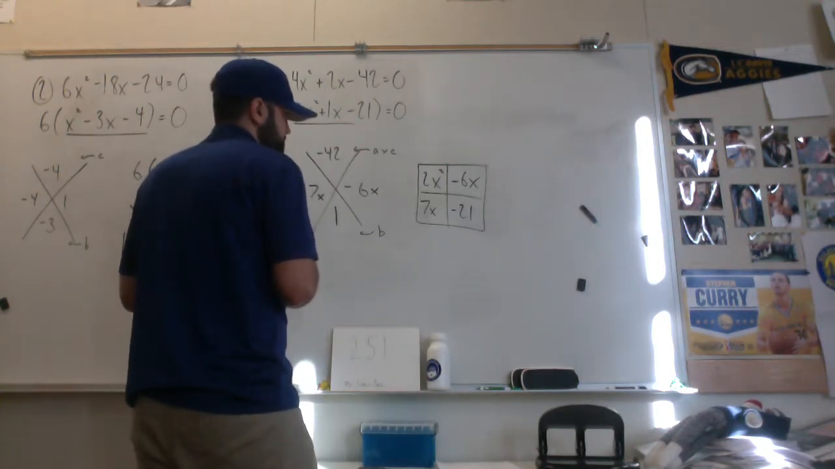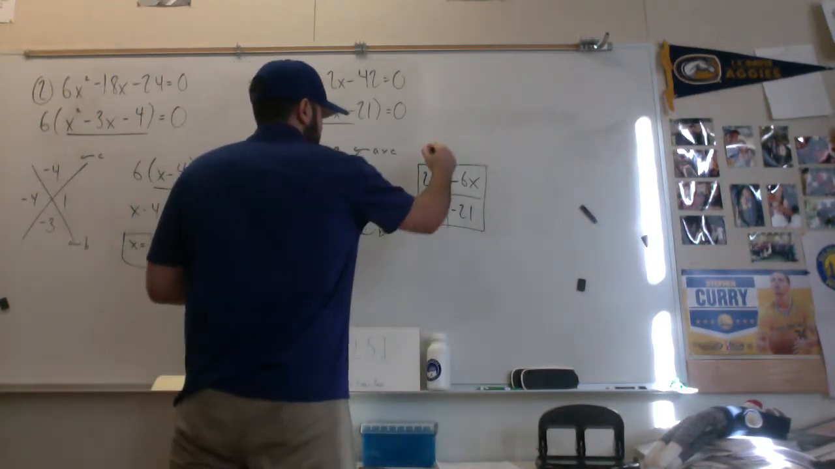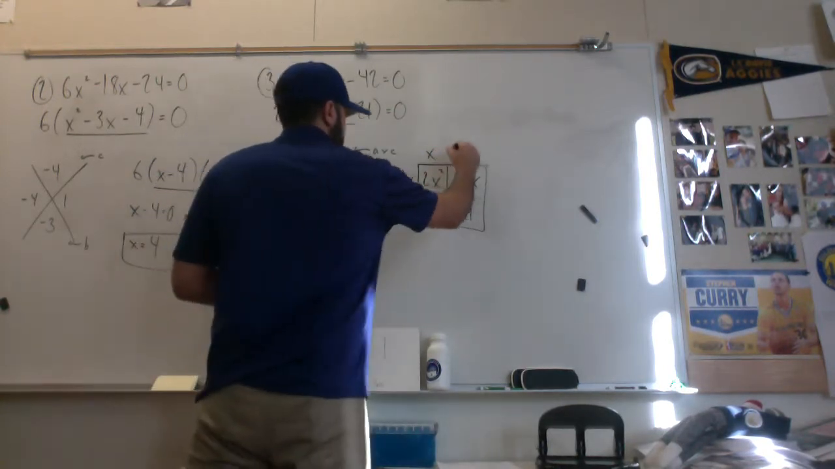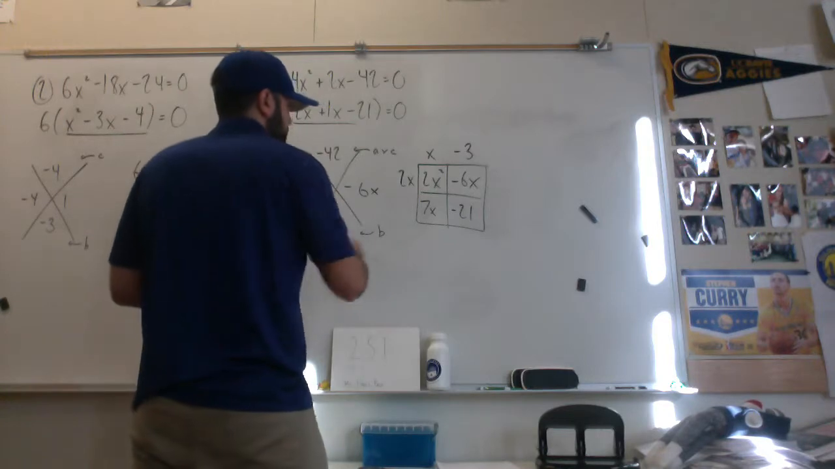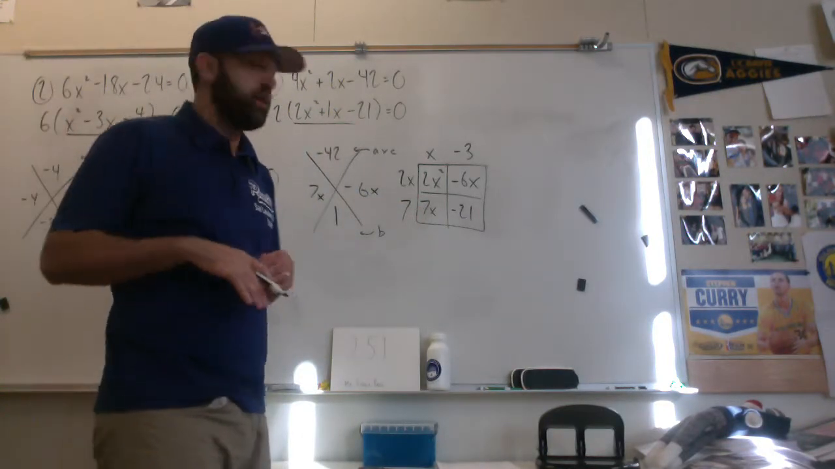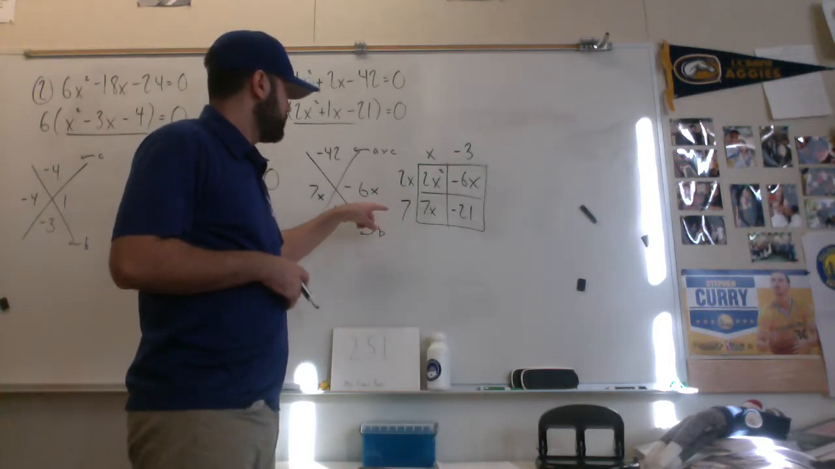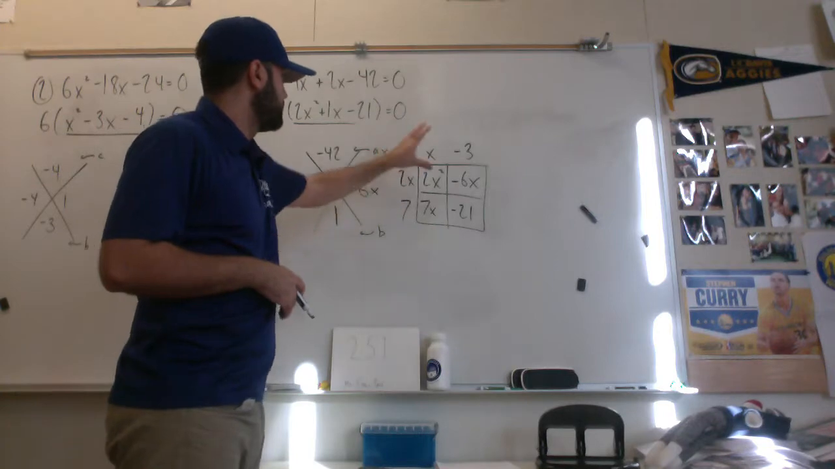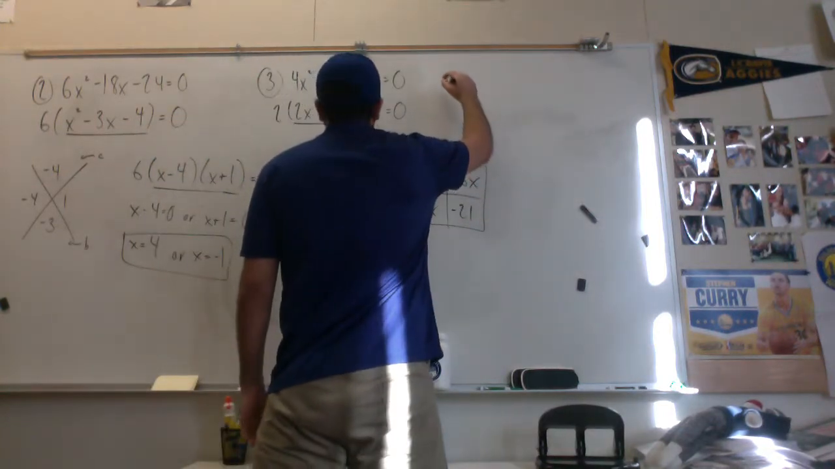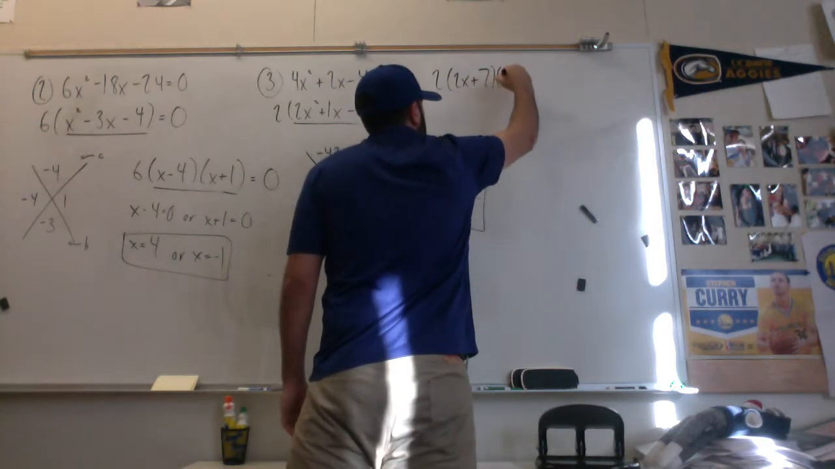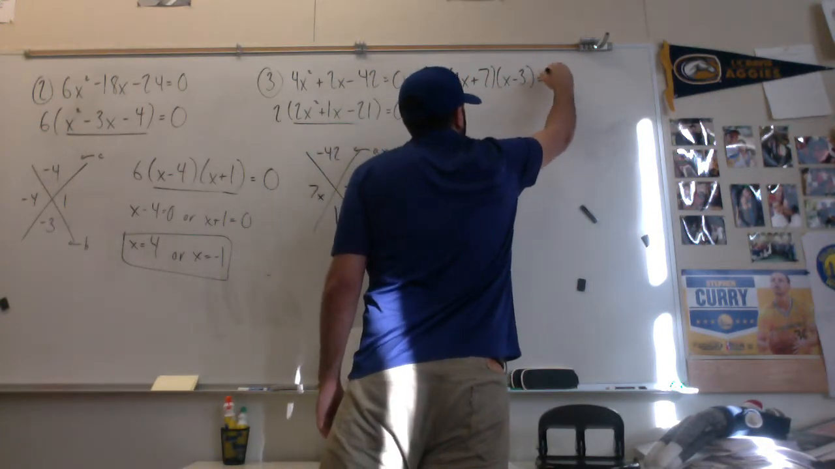Let me see. I'm going to call this x and this 2x to make my 2x squared. I'm going to make that negative 3. I'm going to make this positive 7 then. So this factors out to this. So what we get is 2 times 2x plus 7 times x minus 3 equals 0.